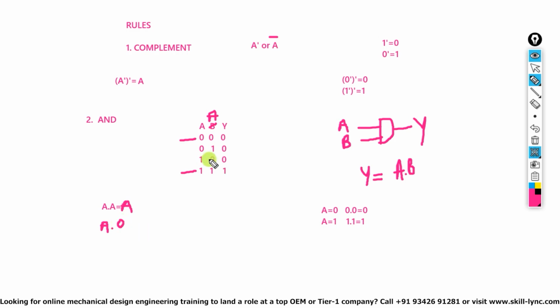A into 0 is always 0. We know that if A is 0, 0 into 0 is 0, and if A is 1, then 1 into 0 is 0. So it is always 0.